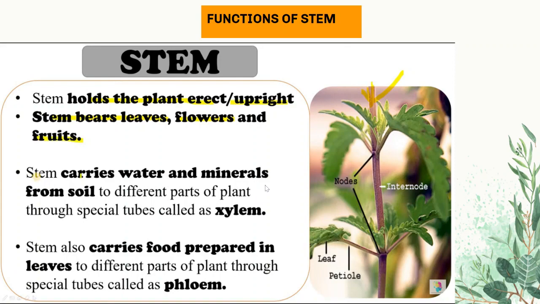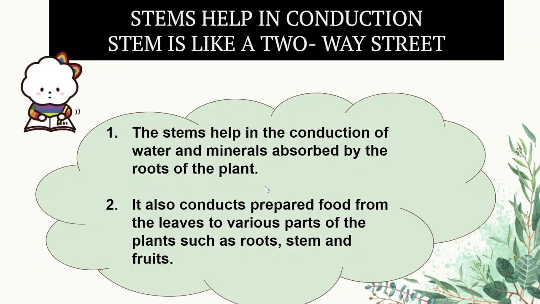Okay, children. So this was about the function of the stem. Stem helps in conduction of water and minerals absorbed by the roots of the plant, and it also conducts prepared food from the leaves to various parts of the plant, such as root, stem, and fruits. So stem helps in conduction in two ways. It conducts food as well as water.